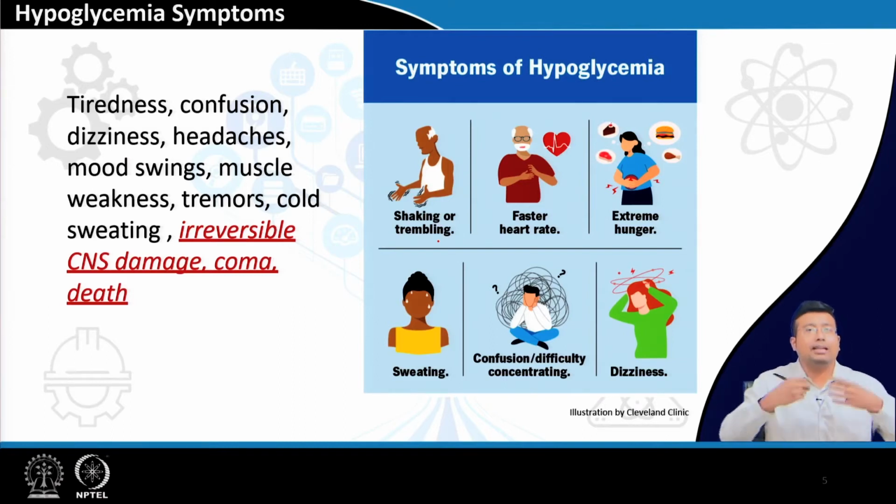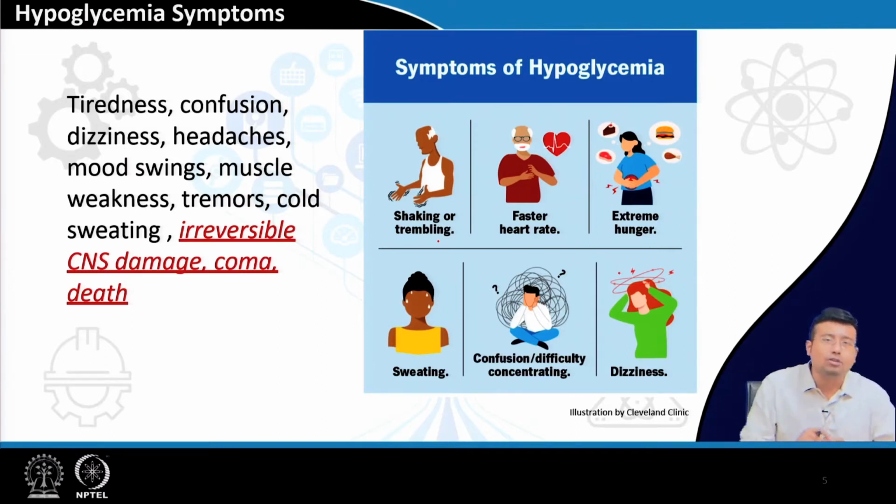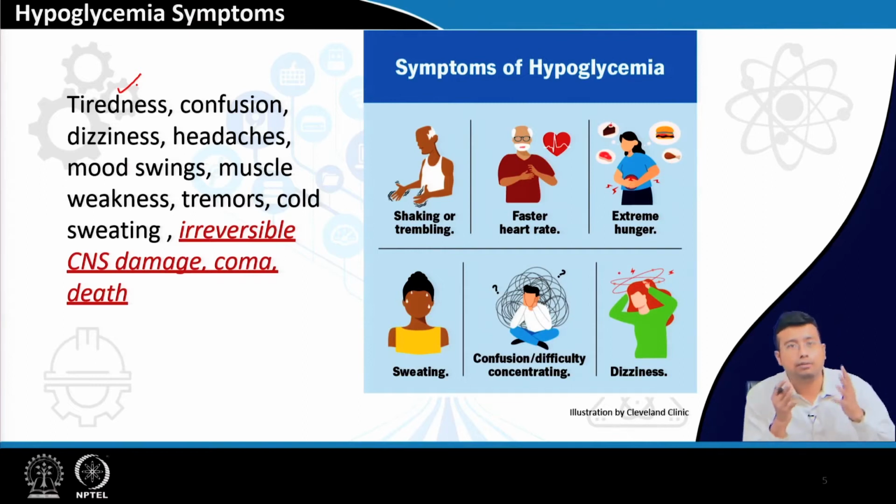Now, as I am giving the lecture, I am talking to you, right? I am spending so much energy, so the glucose level will ultimately go down, and I might face this sort of problems. So what are these? These are tiredness. I will face fatigue, confusion, dizziness, headache, mood swings, muscle weakness, tremor, okay, sweating. Very important. When blood glucose level is low, a patient sweats.